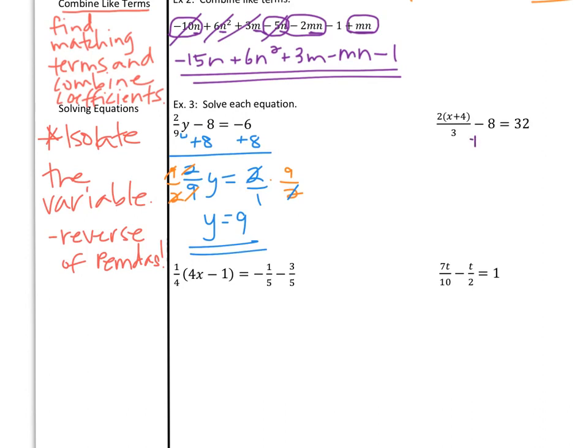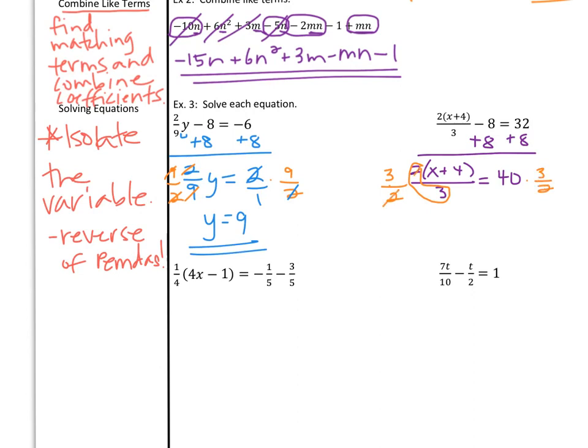We'll start simply by moving that 8 over again, just like last time. If we have 2 times x plus 4 over 3, 32 plus 8 is 40. We also have that fraction again. So just like last time, I'm going to multiply by the reciprocal of the 2 and the 3. I'll multiply both sides by 3/2.